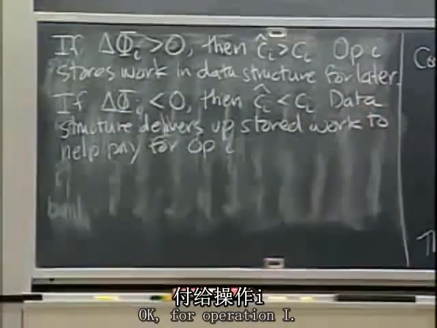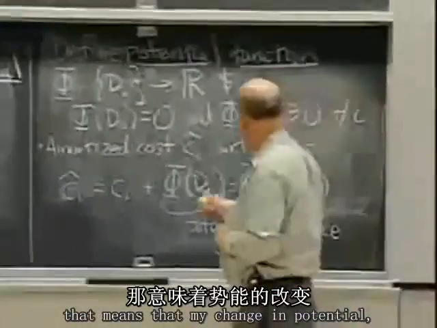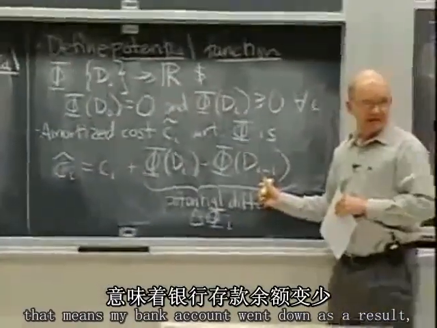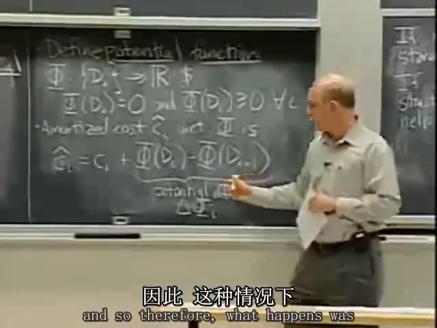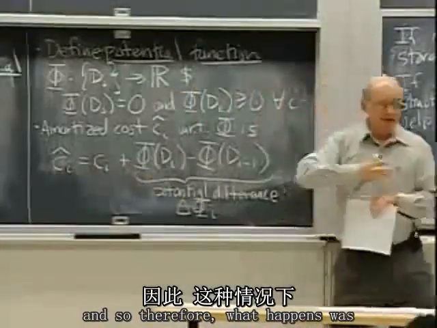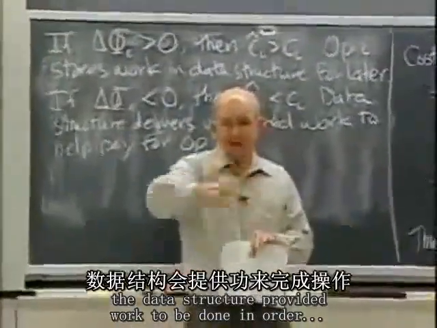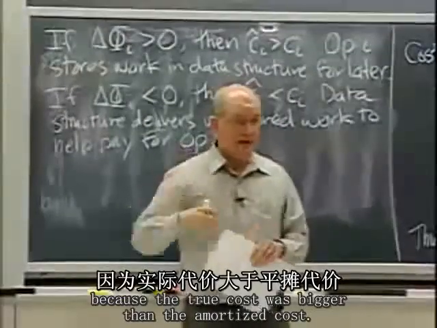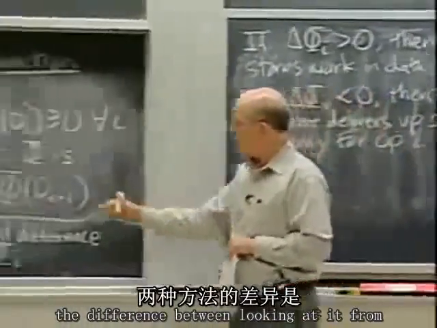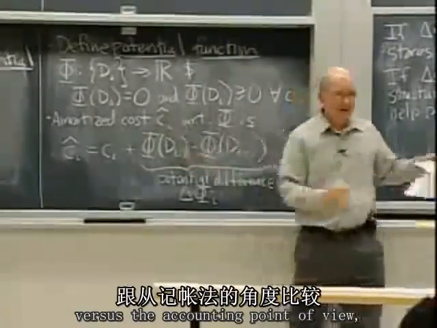Okay, for operation I. So if it's less than 0, that means my change in potential, my bank account, went down as a result. And so what happened was the data structure provided work to be done, because the true cost was bigger than the amortized cost. So if you think about it, there's a difference between looking at it from the potential function point of view versus the accounting point of view.